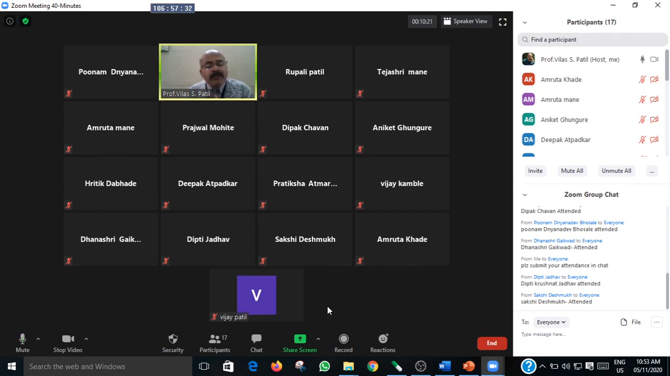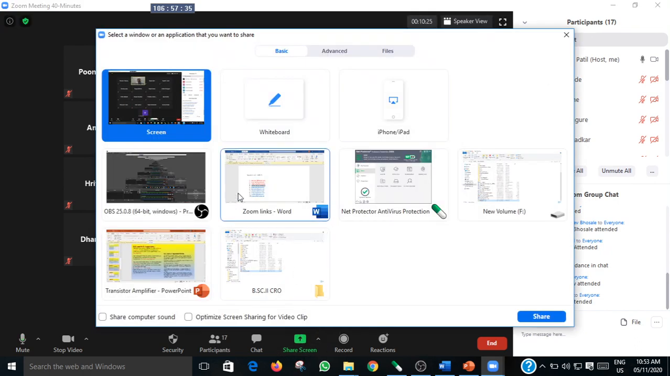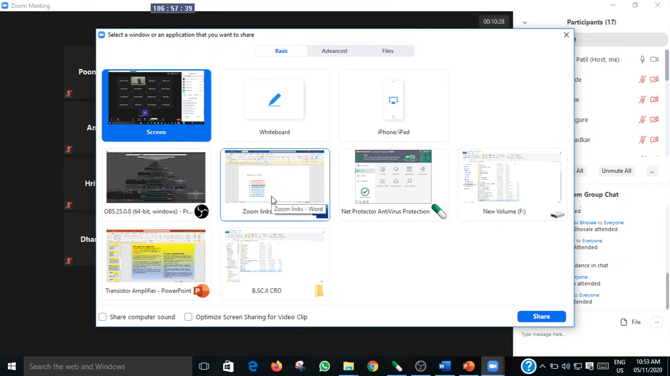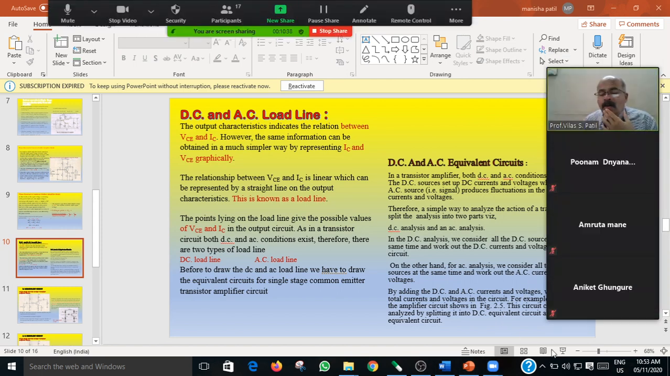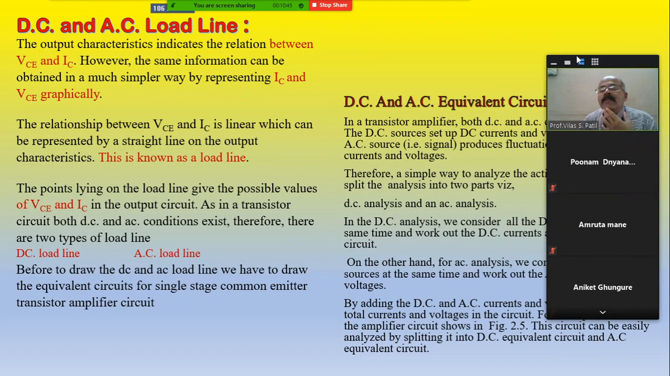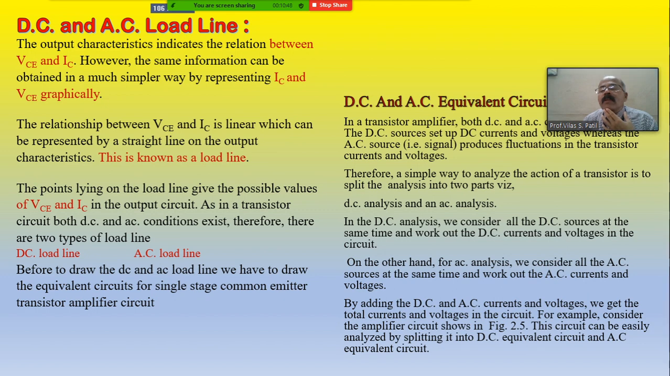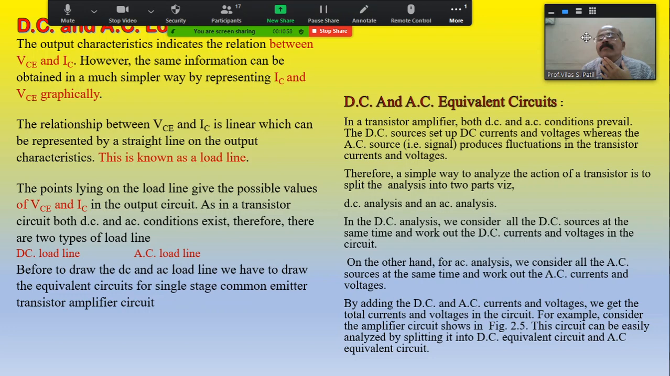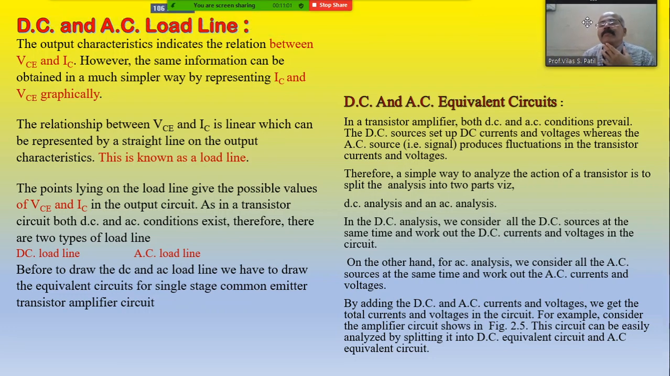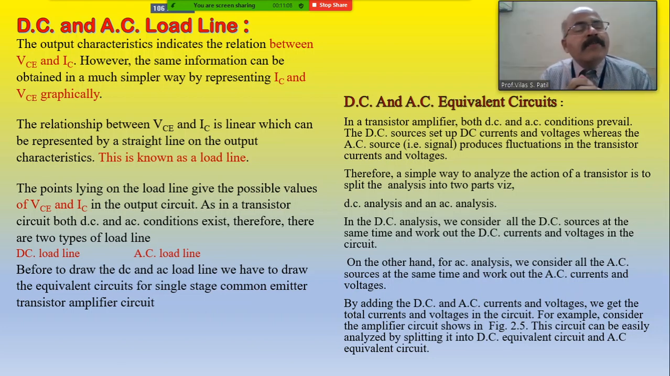Okay friends, I am going to share the screen. Yes, please see that the screen is shared. You are able to see the shared document, Amruta? Yes sir, you are able to see the shared document.